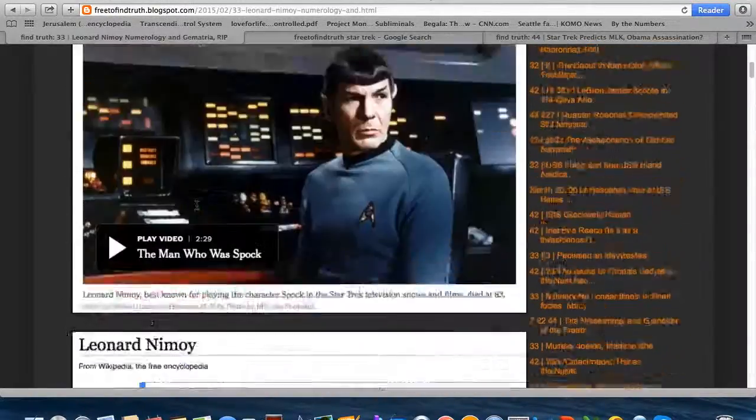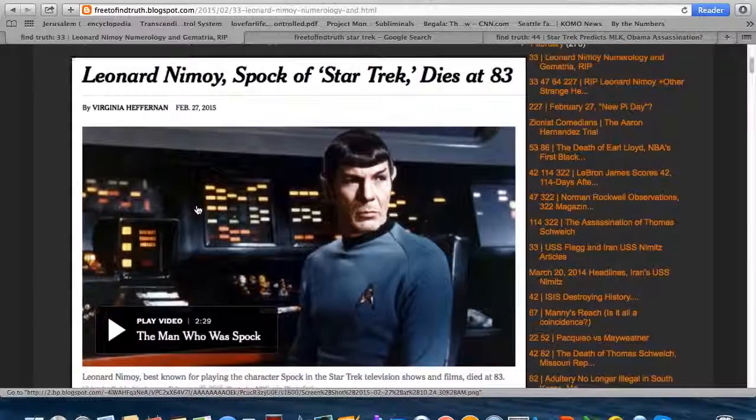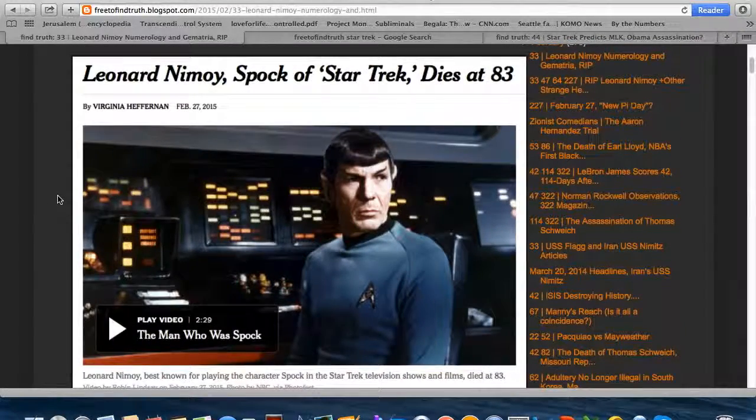So R.I.P. Leonard Nimoy. You entertained many people for many years, and apparently it was you picked out for this fitting date numerology, February 27th, 2015, numerology of 44, the kill number on 22/7, having to do with cycles and circles. R.I.P.